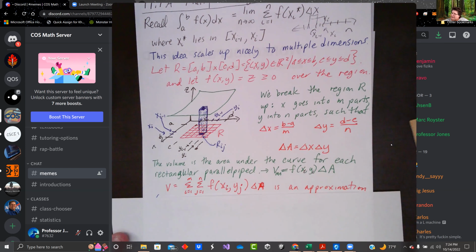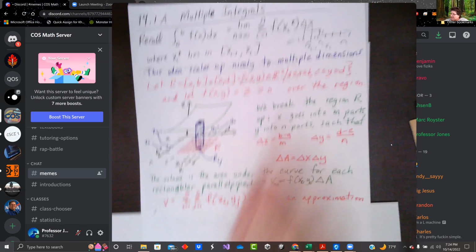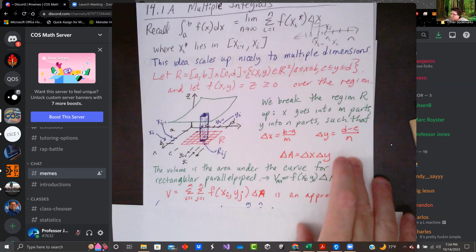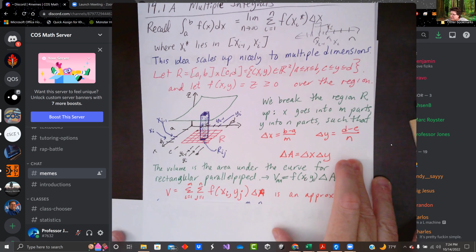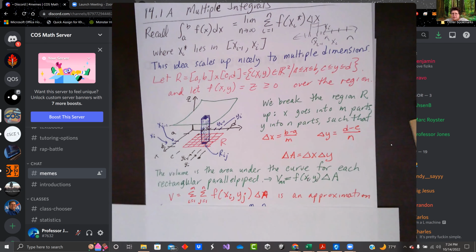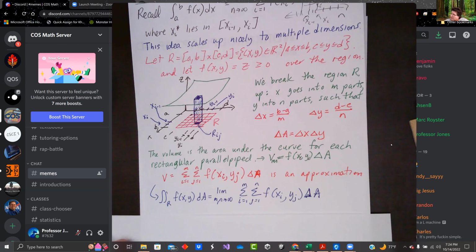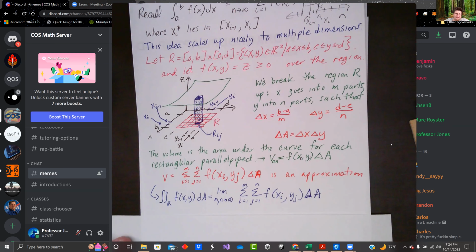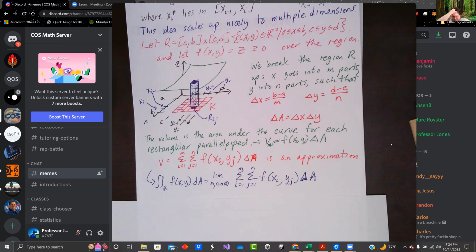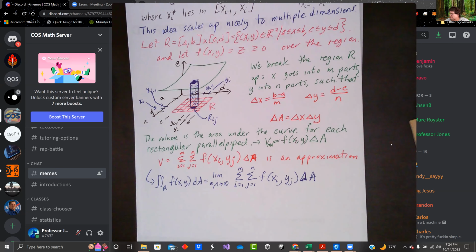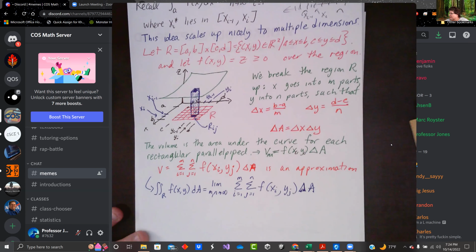Like we had our limits up here, we can write the volume as this right here, an approximation. And if we do the limit as m and n go to infinity, this will switch to an integral. So we have the double integral of f of x, y over dA of the region R is the limit as m goes to infinity, n goes to infinity, of the sum of f of x_i, y_j, delta A, where i equals 1 to m and j equals 1 to n. We've just basically upscaled the idea of the Riemann sum.